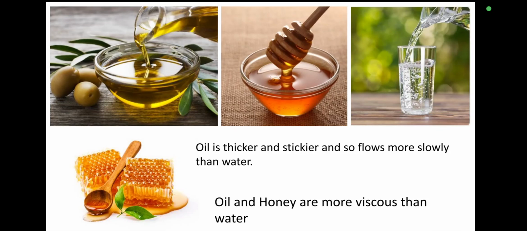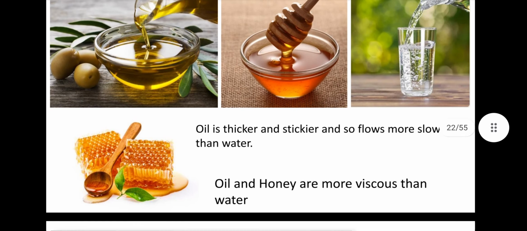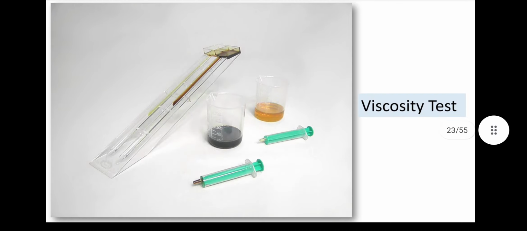In the last video, we were talking about the liquid state, and we were saying oil is thicker and stickier, and so flows more slowly than water. Now let's continue. Oil and honey are more viscous than water. Sorry about my pronunciation, everyone. Viscosity is a measure of how thick a liquid is. For example, honey is more viscous than water.